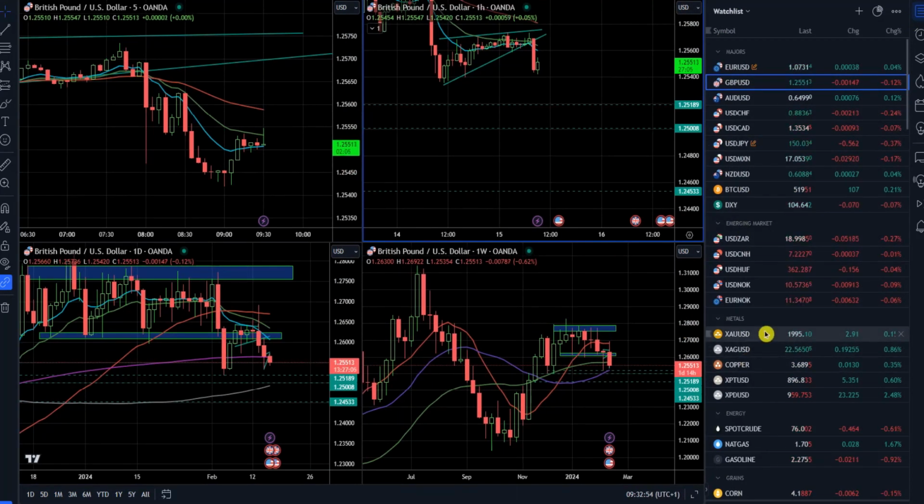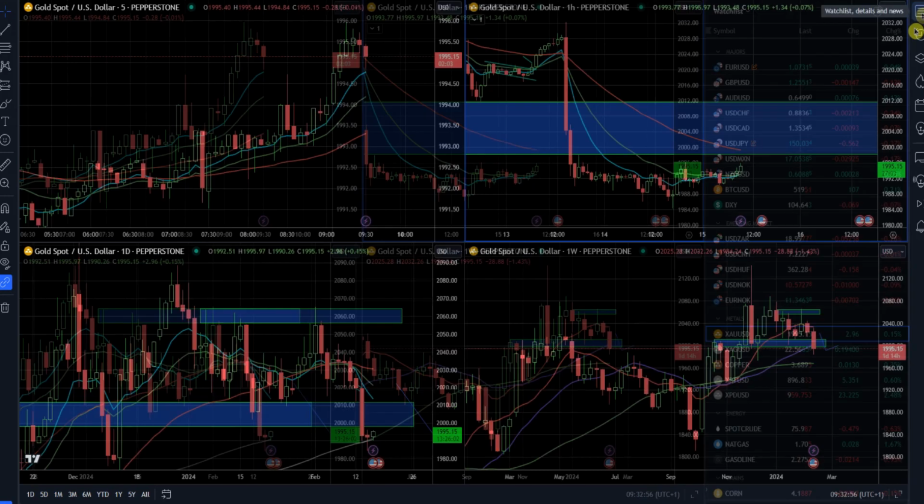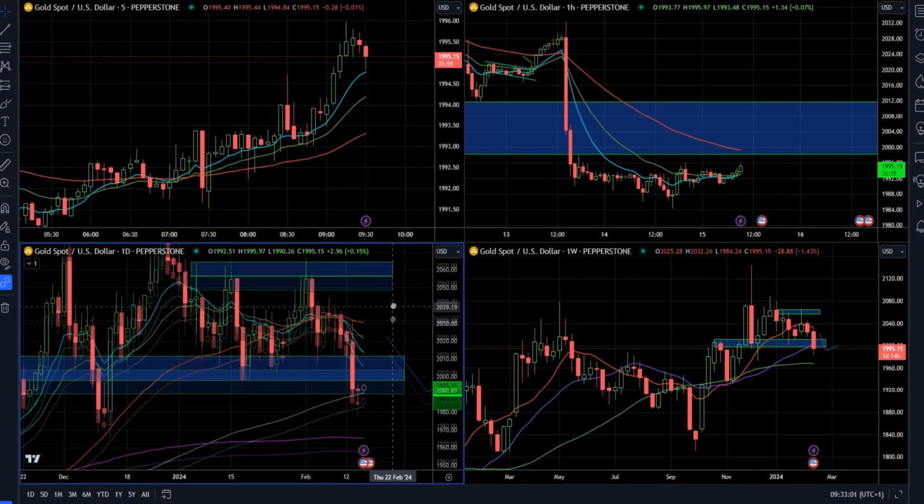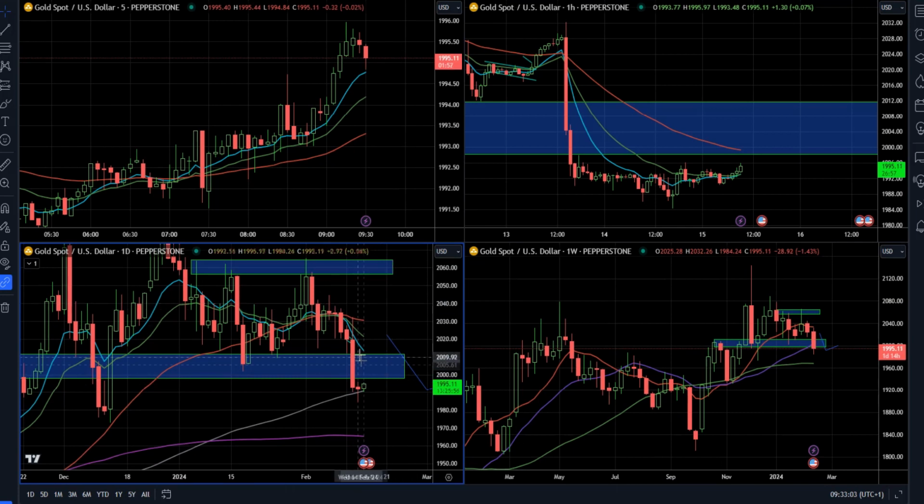Now, speaking of the gold market. Again, it is very similar to the pound dollar. We had a breakout of this trading range, and the rejection of the 10, 20, and 50-day moving averages in the daily time frame.